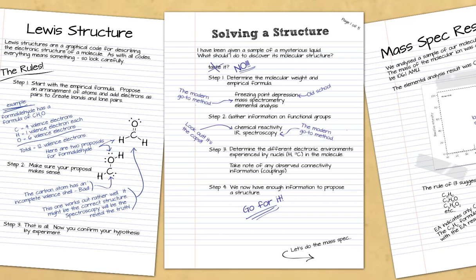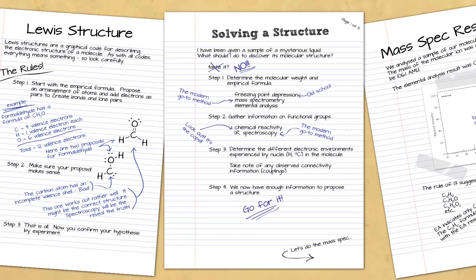So the key to that, though, is being able to propose reasonable Lewis structures and having an instinct for writing out molecular formulas based on empirical formulas. And then you'll be able to take the information you have on functional groups and the information you have on the different kinds of protons and carbons and scratch off a whole number of structures off that list you just made. And then if you've got, say, five structures left that fit your model, you can then look at the details of the various spectra and narrow it right down to the final correct answer.